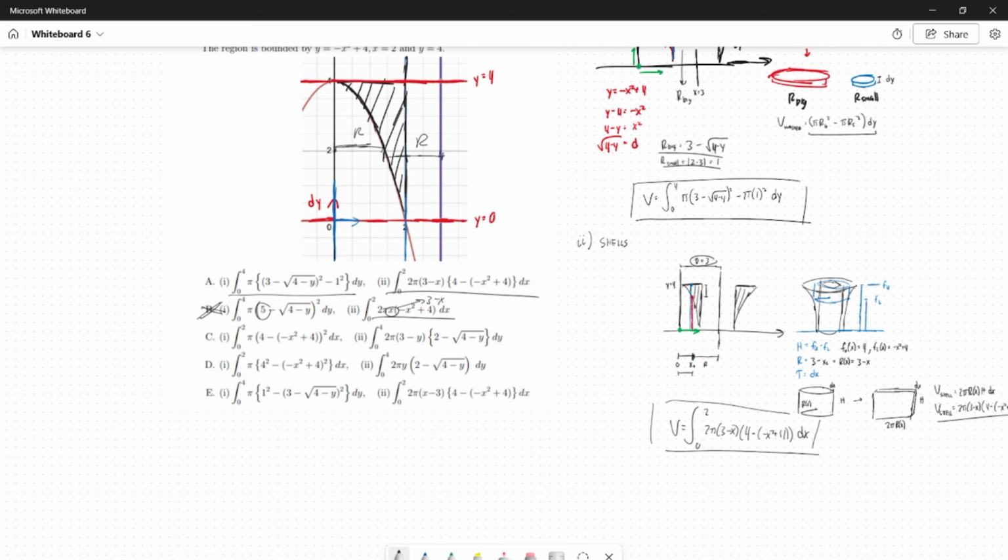Next one, right off the bat, we see our bounds of integration are incorrect in both cases. In fact, our variable of integration is wrong. This should be dy, that should be dx. So that one's wrong. That one's also wrong then.